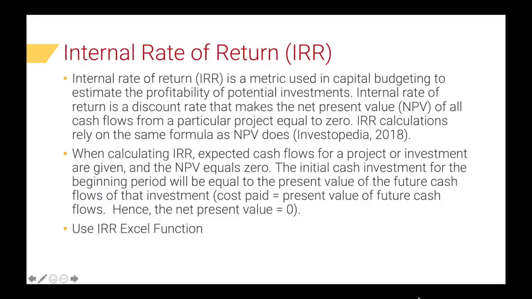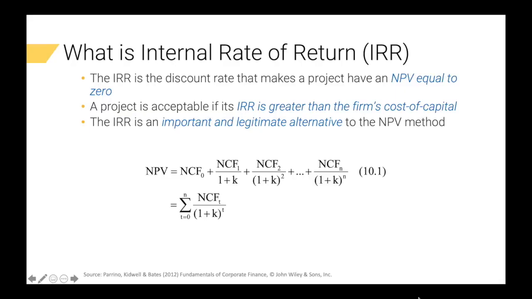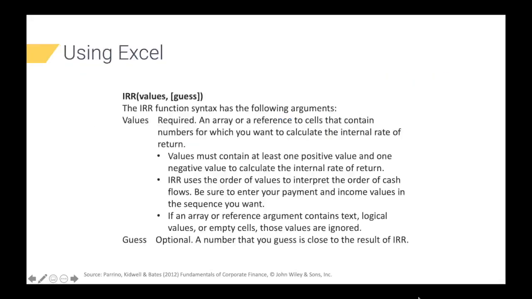However, for our project, use the Microsoft Excel function IRR. The internal rate of return is the discount rate that makes the project have a net present value equal to zero. A project is acceptable if the internal rate of return is greater than the firm's cost of capital. The internal rate of return is an important and legitimate alternative to the net present value method. However, to make our life easier, again, we will use Microsoft Excel for the calculations.